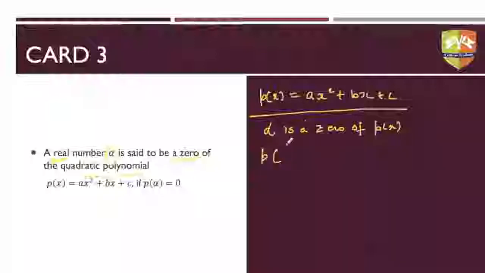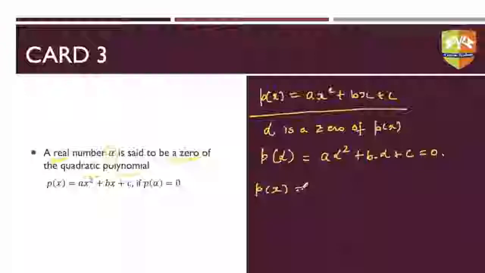That means if I plug in alpha in place of x, you will get p(alpha) = 0. That means a·alpha² + b·alpha + c = 0. So let's take an example.